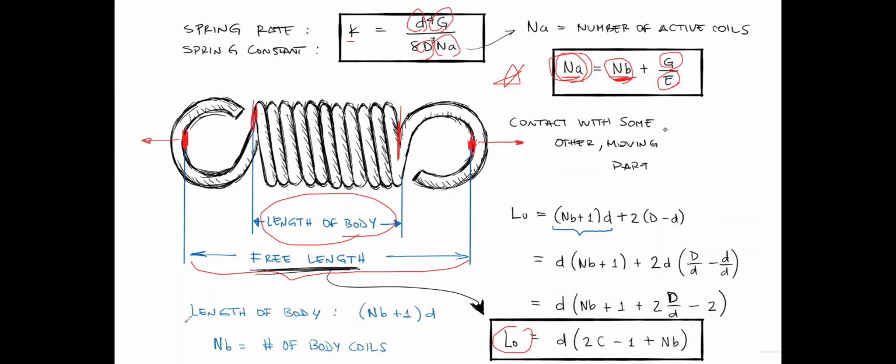The length of the body equals the number of body coils plus one wire diameter, right? So we have to count the number of body coils, plus one wire diameter.